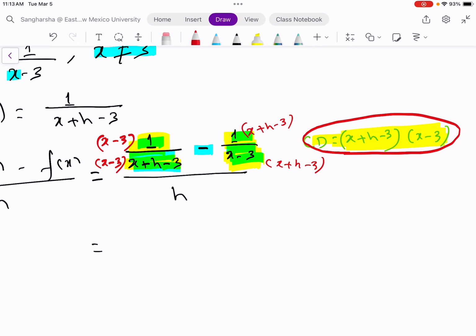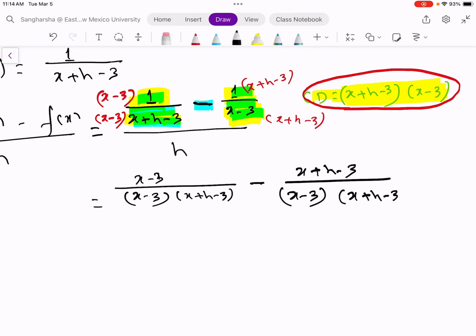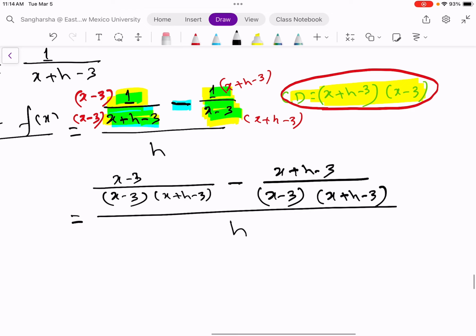Let's see what we have here. So we have x minus 3 times 1, that is x minus 3, divided by x minus 3 times x plus h minus 3. We have more than one term, so we need a parenthesis here. So we have negative 1 times x plus h minus 3, that is x plus h minus 3, and in the denominator we have x minus 3 inside the parenthesis times x plus h minus 3, divided by h. Okay, let me know if you have any question here.